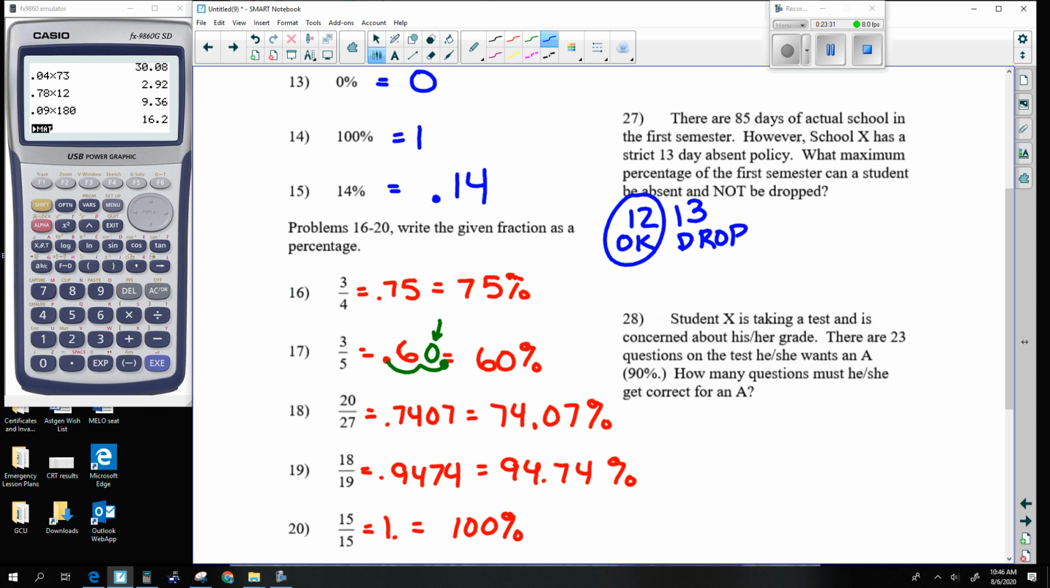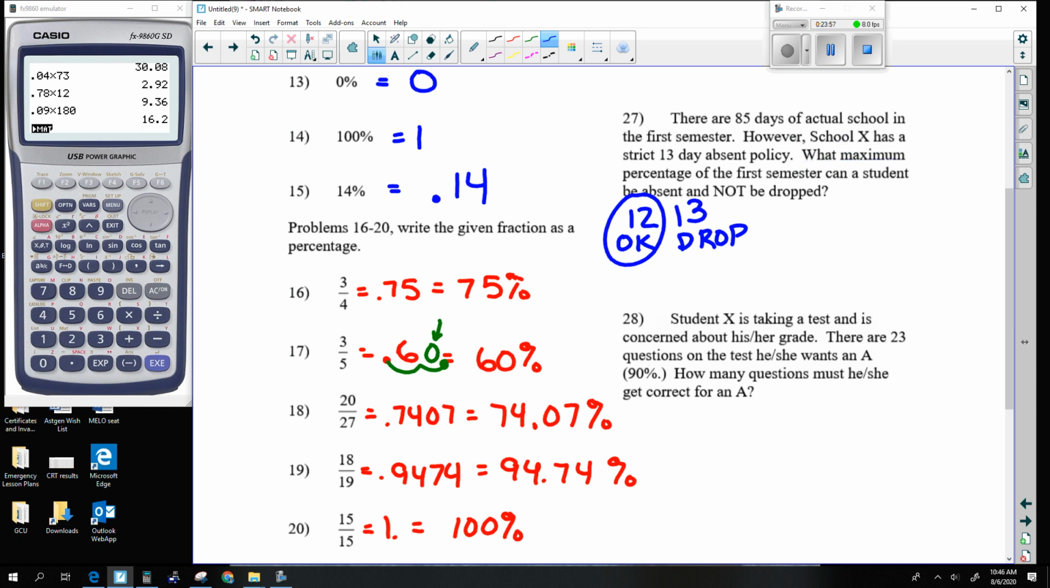Now, what is that as a percentage? So now I ask, do we have a percentage, or are we going to use a percentage, or are we going to make a percentage? We are going to make a percentage. That is what the question is. What is the maximum percentage? We don't have the percentage, and we need to make one.